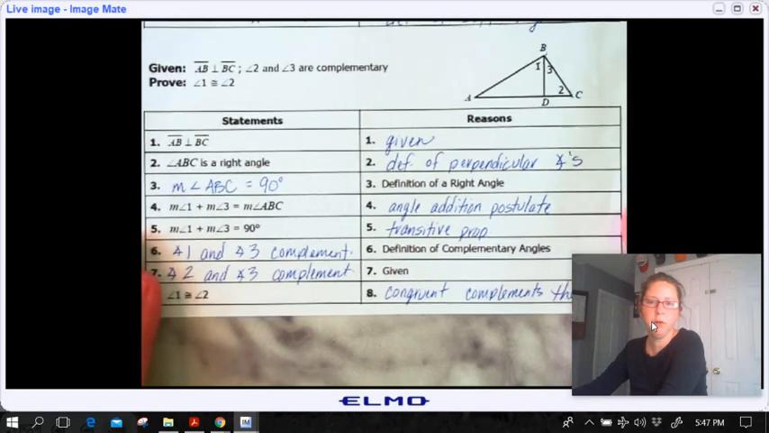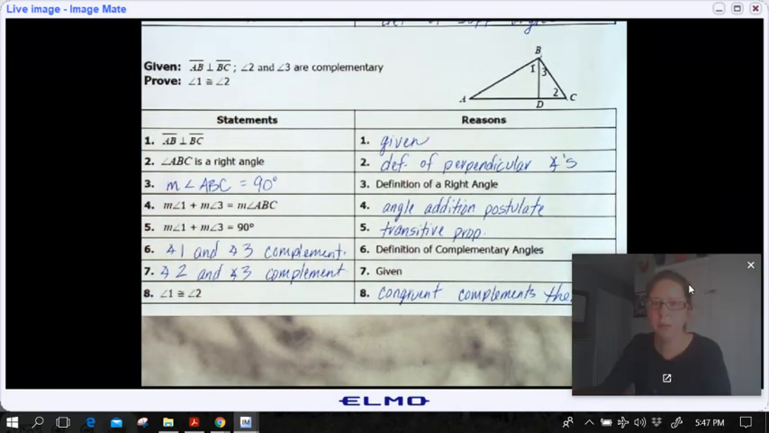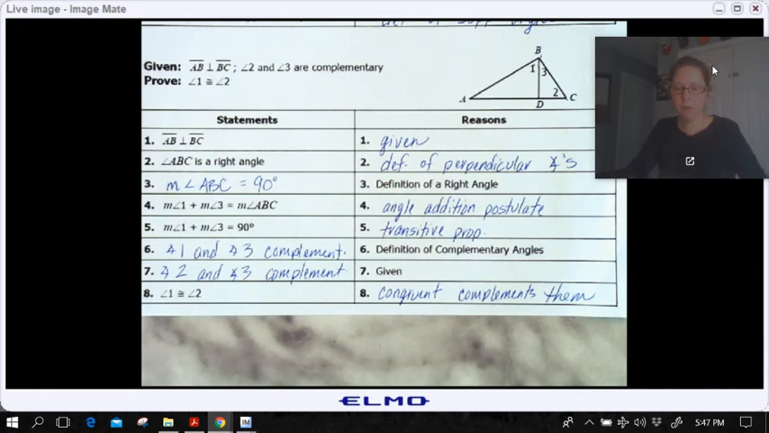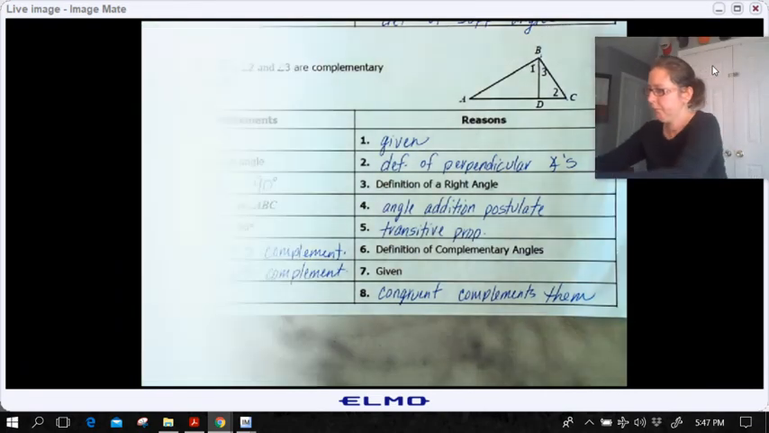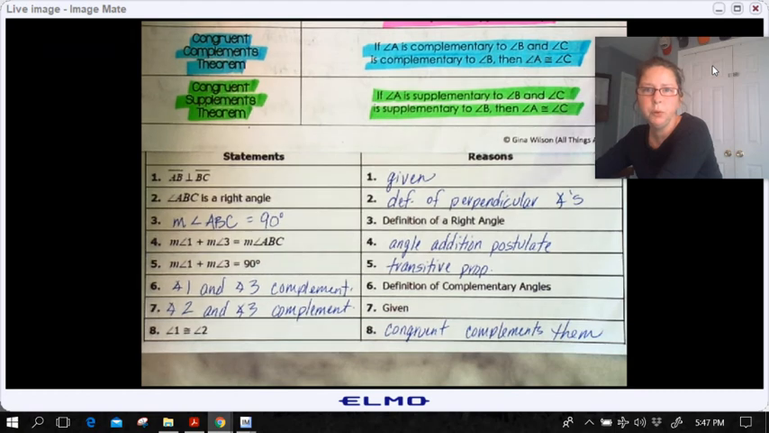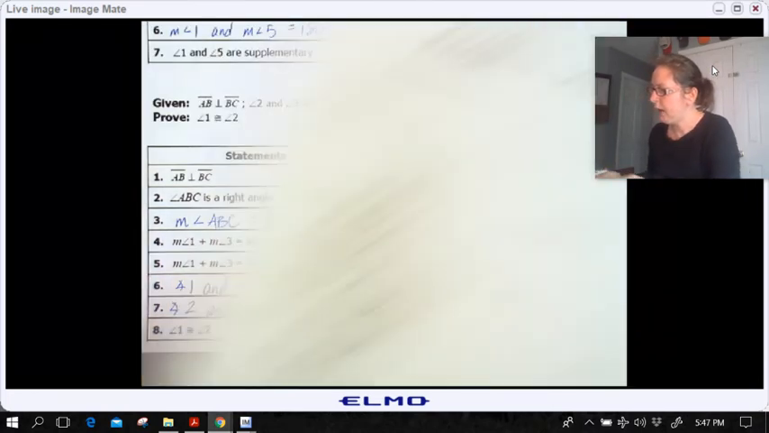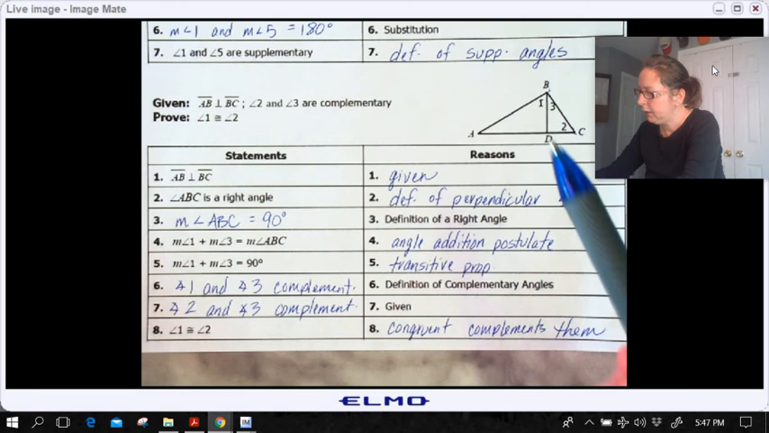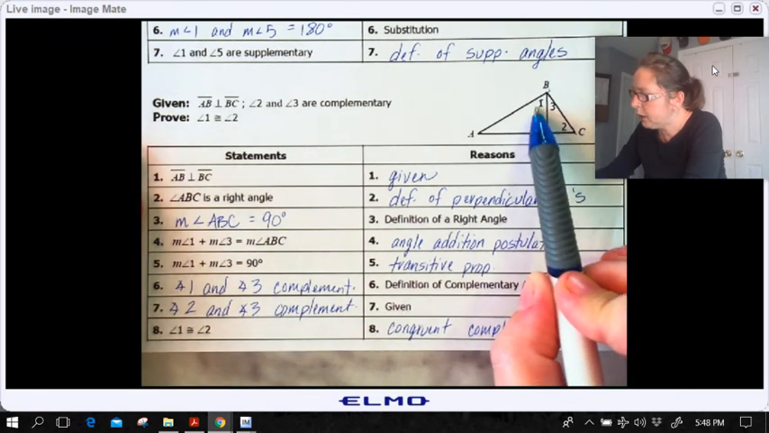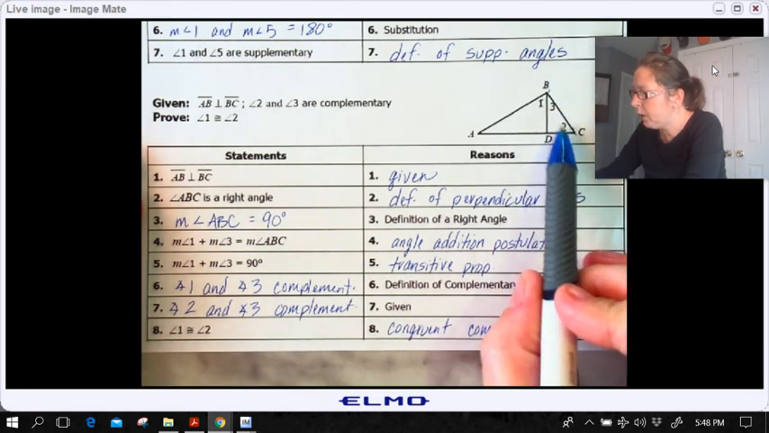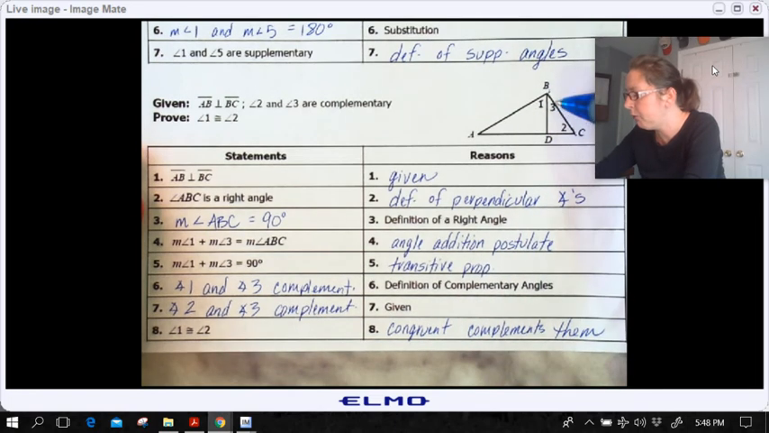Let me scooch this over a little and move this. Okay, the congruent complements theorem stated, it's in blue, okay? If A is complementary to B and C is complementary to B, then A must equal or be congruent to C. So that's what's happening here, okay? We proved 1 and 3 are complementary. They told me 2 and 3 are complementary. So then 1 must equal 2.